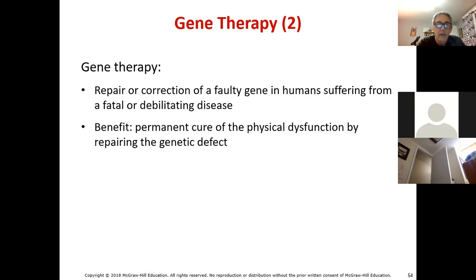Gene therapy aims to repair or correct a faulty gene in humans suffering from a fatal or debilitating disease. The benefit would be the permanent cure of a physical dysfunction by repairing the genetic defect.